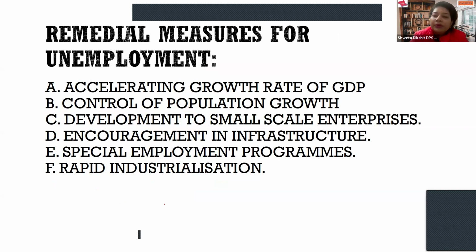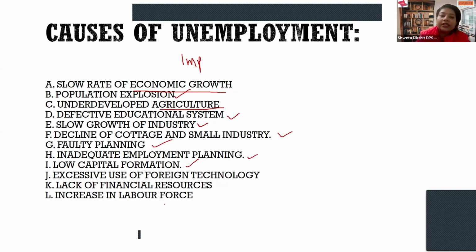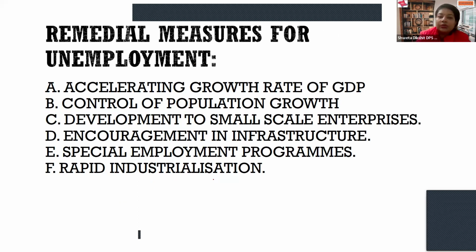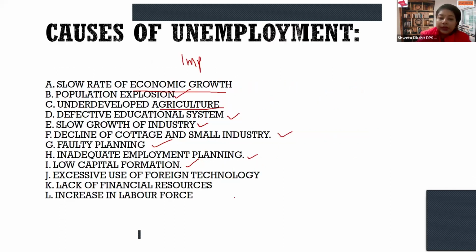See, when there is a problem, there is always a solution. You may be asked a question like, what are the problems and what are their solutions at the same time? So what will be the solutions? Of course, related to the problems, like low growth of economy, yes, we need to accelerate the growth in the economy. High population explosion, we need to control the population. Then we can see the underdevelopment in agriculture and industry.